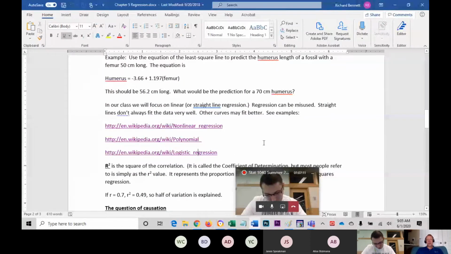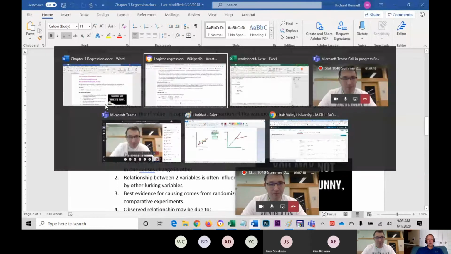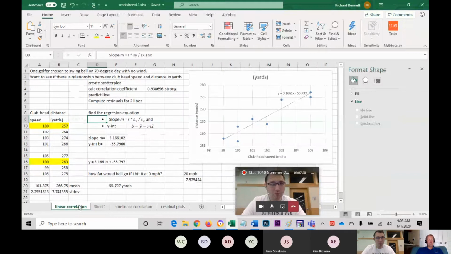Now the question is, sometimes we want to know how good our model is, and what we can do, let's go back to the golf one that we did earlier, okay?